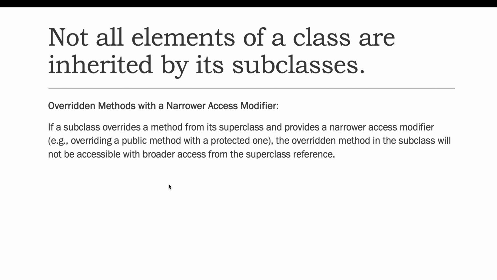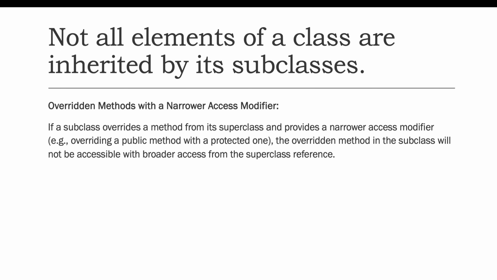Next point which is not accessible inside the subclass is an overridden method with a narrower access modifier. What is the meaning of overridden methods with a narrower access modifier? If a subclass overrides a method from its superclass and provides a narrower access modifier, let's say overriding a public method with a protected one. For example, a superclass has a method defined as public, and we want to override it inside the subclass and we want to narrow the access specifier.